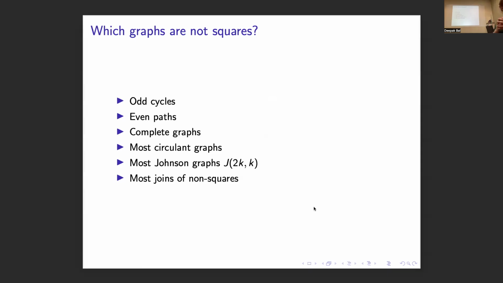So essentially the gluing operation, you can glue across any subgraph. That's right. You can glue across any subgraph, and that's why it's quite a large search space to confirm that something's not a square.